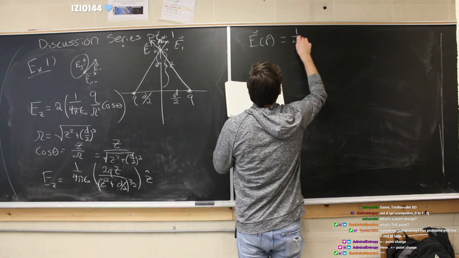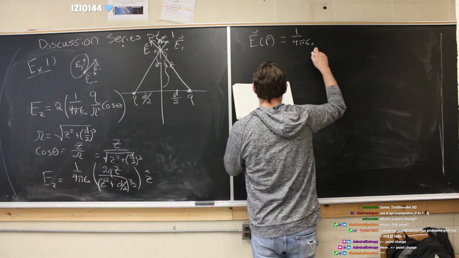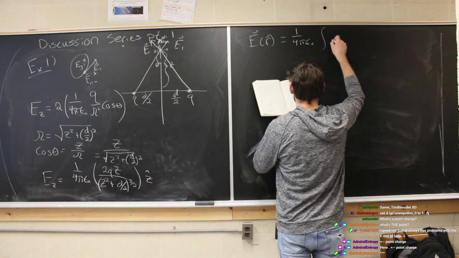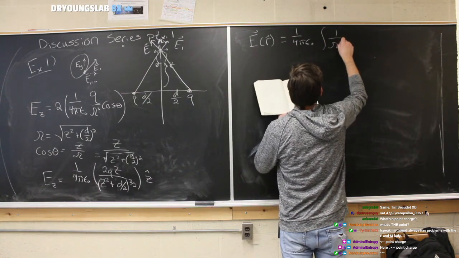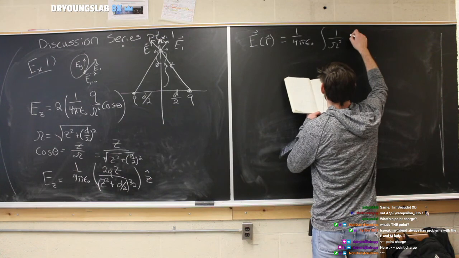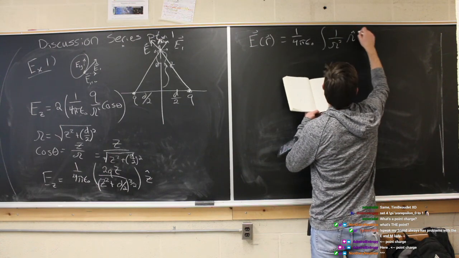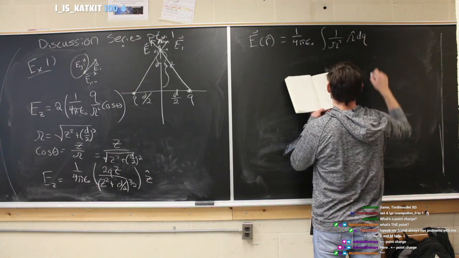E equals 1 over 4 pi epsilon naught, not set to 0, not set to 1, times the integral of 1 over crazy r squared times crazy r hat dq. Now what does this mean?